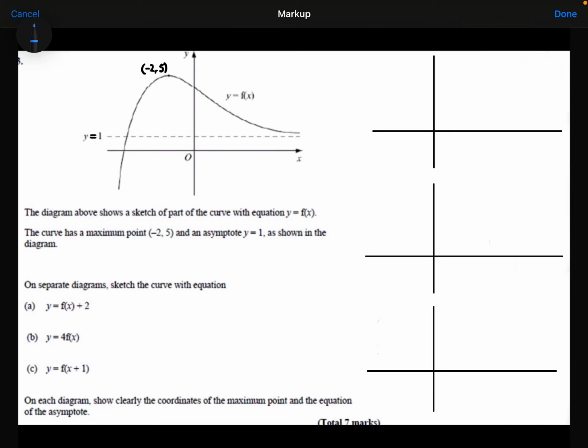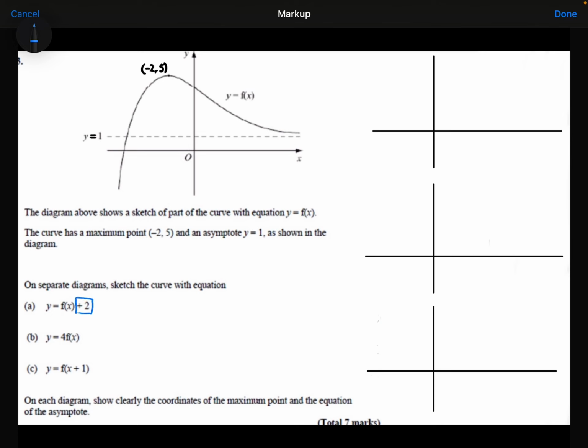The diagram above shows a sketch of part of the curve with equation y equals f of x. The curve has a maximum point (-2, 5) and an asymptote y equals 1 as shown in the diagram. On separate diagrams, sketch the curve with the equation y equals f of x plus 2.